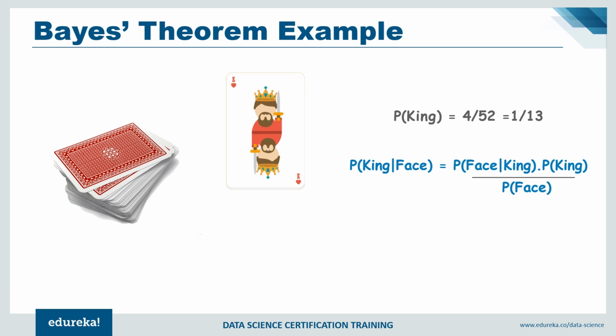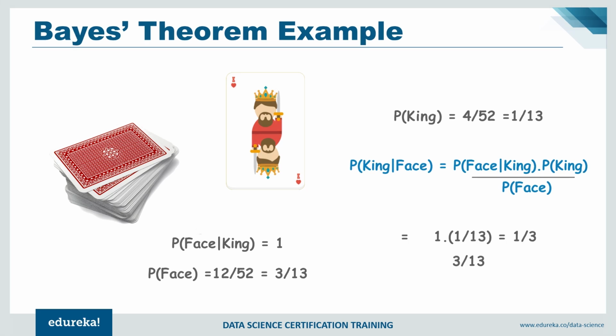Since every king is also a face card, the probability of face given it's a king is equal to 1, and since there are 3 face cards in each suit, that are jack, king, and queen, the probability of a face card is 3 out of 13. Combining these given likelihood ratios, we get the value using Bayes' theorem: the probability of king given it's a face is equal to 1 out of 3.